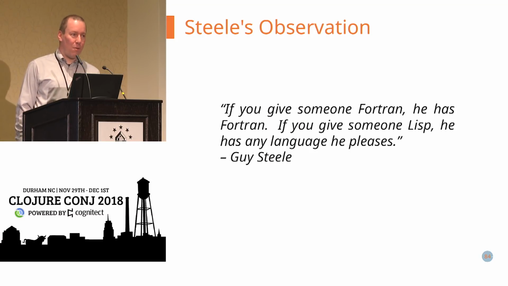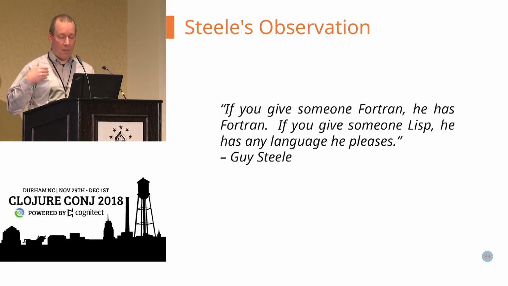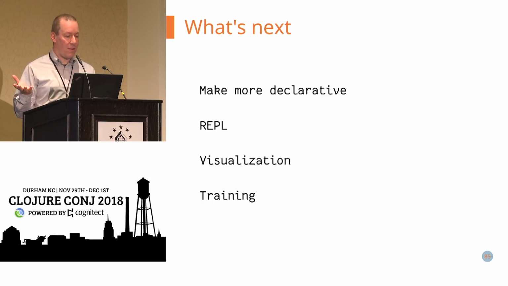So going forward, we've certainly learned a ton here. Guy Steele said if you give someone Fortran, he has Fortran, and if you give someone Lisp, he has any language he pleases. And what I really take from this is, yes, we've put together this first iteration of this project. I think there's some boilerplate things that we can improve on the next iteration that we're planning now. And I think we might find some way to use macros to make the system even more declarative than it is.